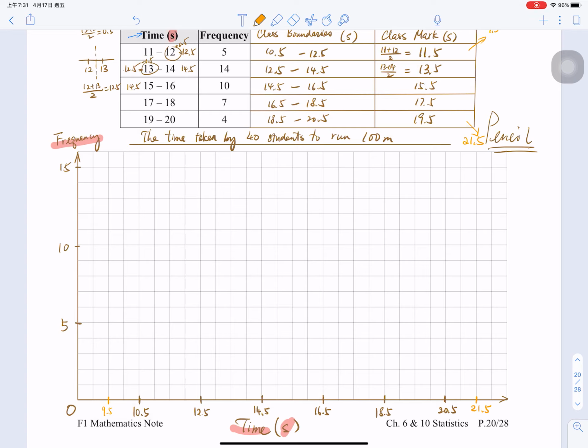Actually, if you use class marks to represent each bar, then you can use 11.5, 13.5, 15.5, 17.5, and 19.5. You can use this one. Later, I'll let you know. Now, we use class boundaries first. Here, 10.5 to 12.5, frequency is 5. So, mark the bar here.